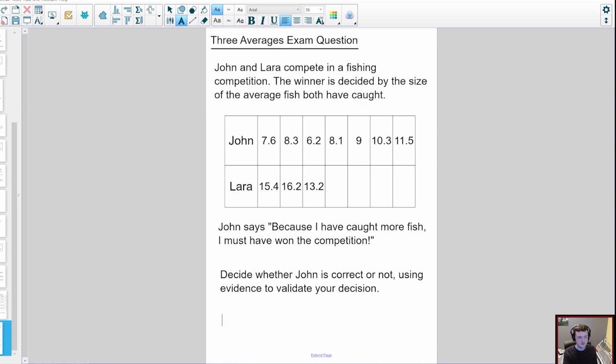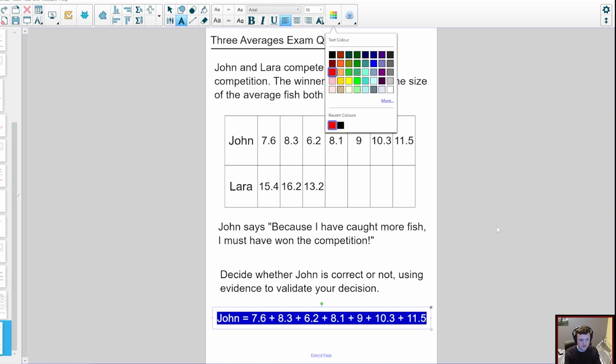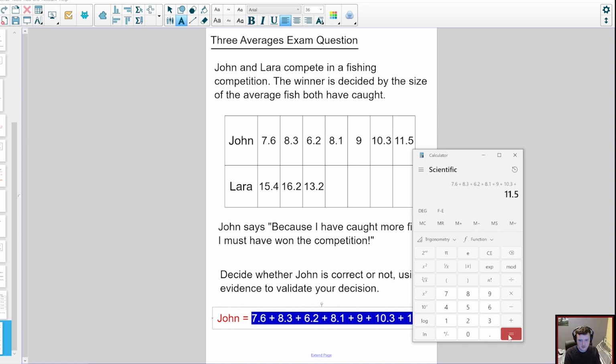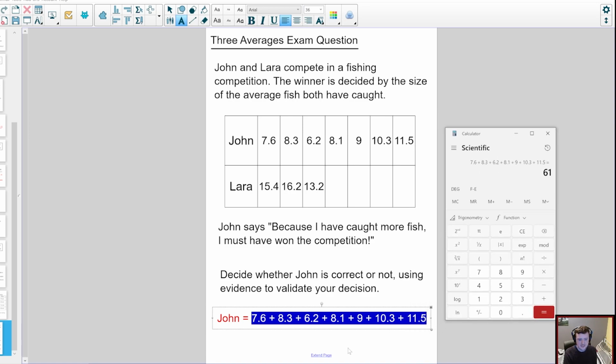So let's do John first. We're going to add up all of our numbers. And I'll change this to red in a second so you can see what my writing is and what the question is. Okay, so that's going to be all of my numbers. Helps to actually change it to red. There we go. So I'm going to add this into my calculator like this. Press equals, and that's going to be equal to 61.